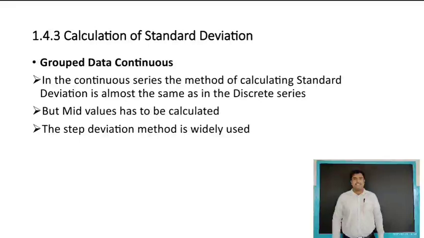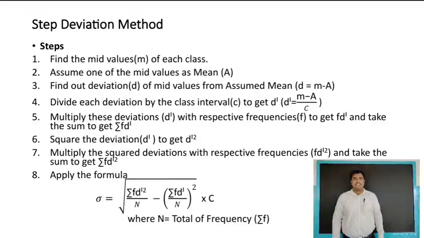In the third set of data, that is grouped continuous data, the method of calculating standard deviation is almost the same as in discrete series, but mid values have to be calculated. The step deviation method is widely used. Just like we discussed in the discrete series, the same method will be adopted in grouped data, but here most of the time we follow an additional method, that is the step deviation method. The various steps involved in the step deviation method are as follows.